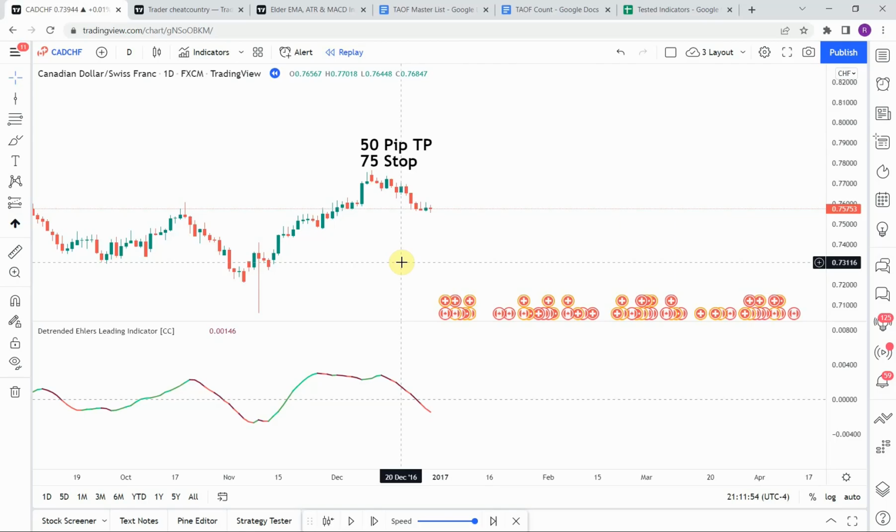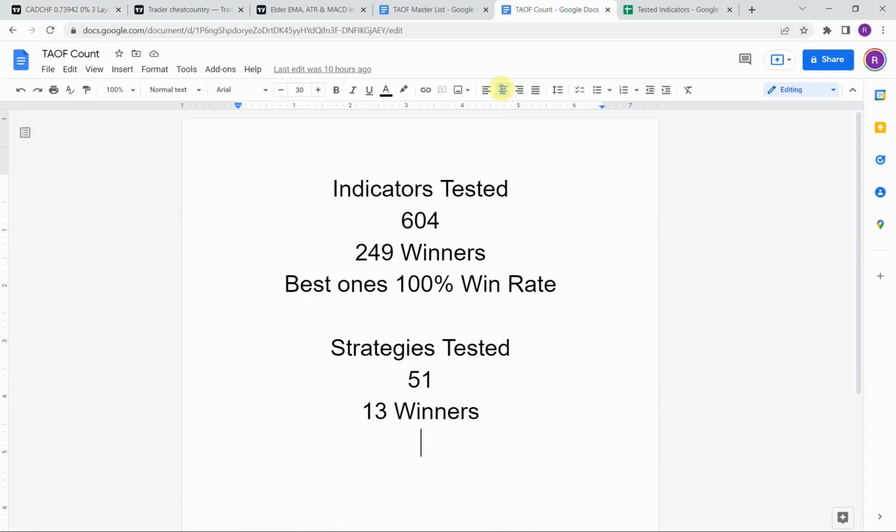Alright, as I said, today we will be testing Detrended Ehlers leading indicator. Before we do though, I wanted to put the testing scoreboard up for everyone to see. So to date, we have tested a total of 51 different strategies, with 13 of them being profitable. We've also tested a total of 604 indicators, with 249 of them being winners. The best ones so far were able to achieve a 100% win rate.